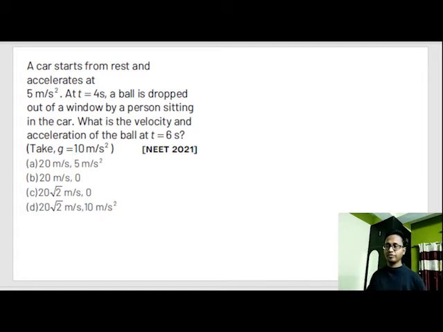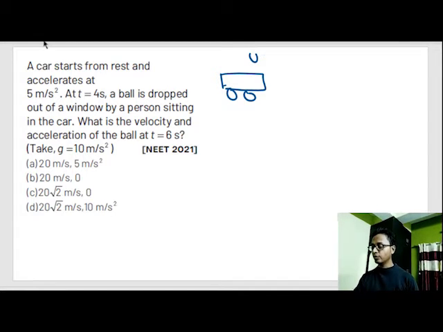Okay, so this is a 2D motion. A car. I'm drawing a square car. A car. Initial velocity is 0, because how? It is starting from rest, and acceleration is equals to 5 meters per second square.